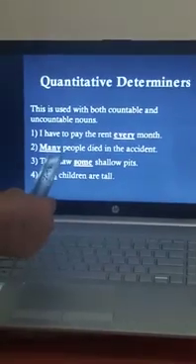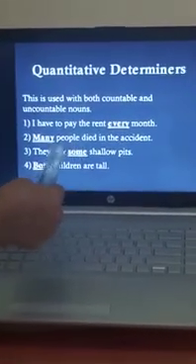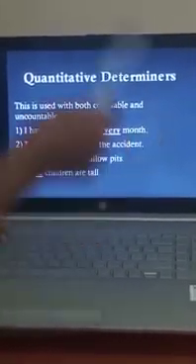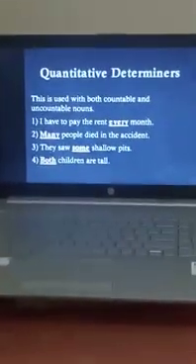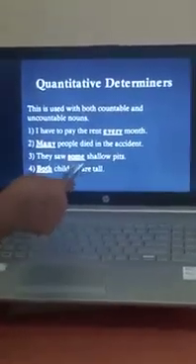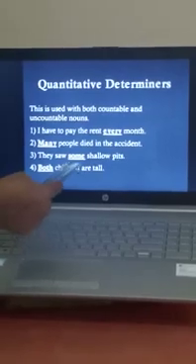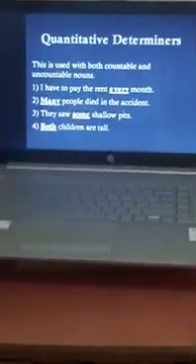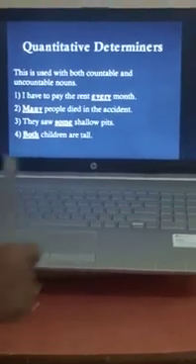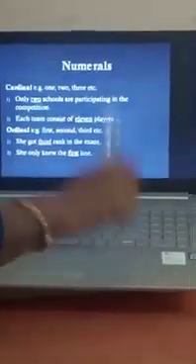Many people died in the accident. So many is the quantitative determiner. Next, they saw some shallow pits. Okay, here some. Both children are taught. Both. Okay, clear? Let's move on to the next slide.